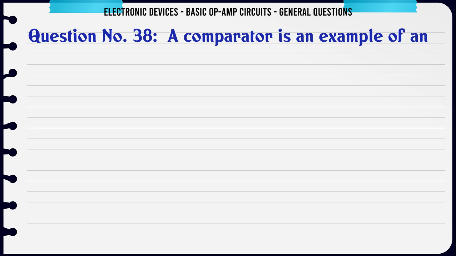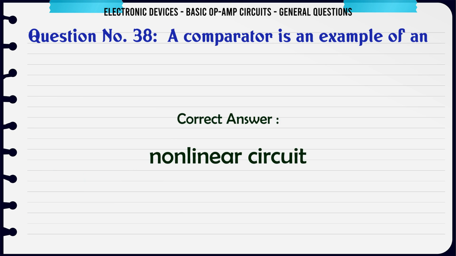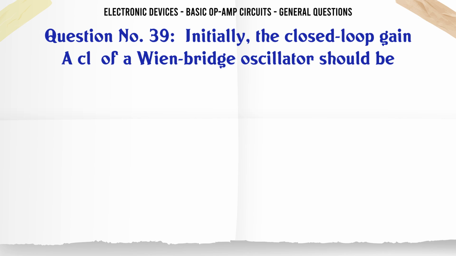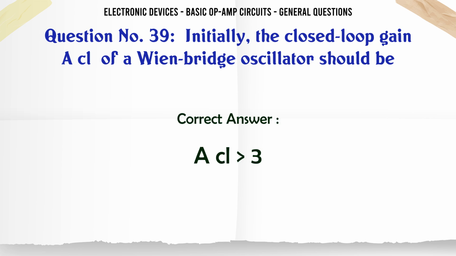A comparator is an example of an A. active filter. B. current source. C. linear circuit. D. nonlinear circuit. The correct answer is nonlinear circuit. Initially, the closed-loop gain ACL of a Wien bridge oscillator should be A. ACL = 3. B. ACL = 3. C. 0. D. ACL = 1. The correct answer is ACL = 3.